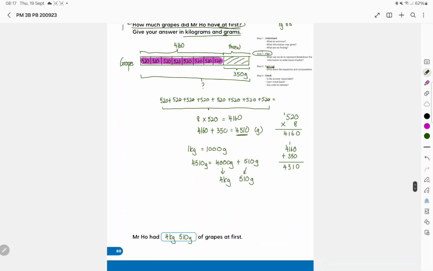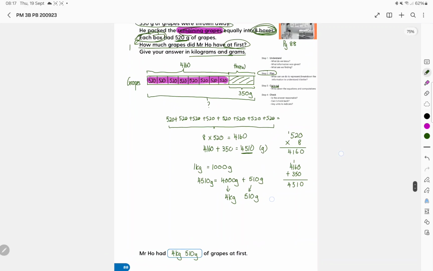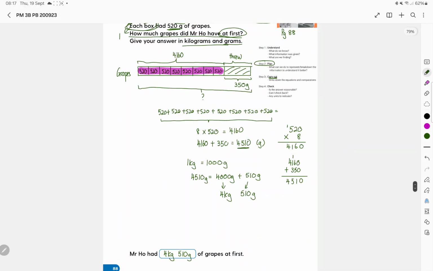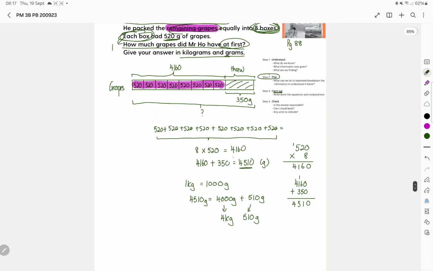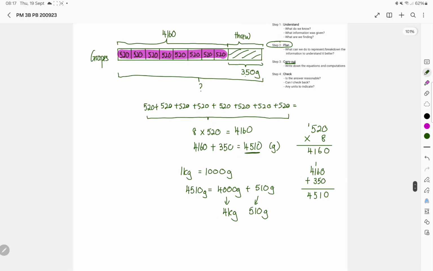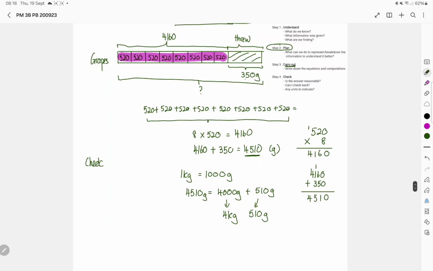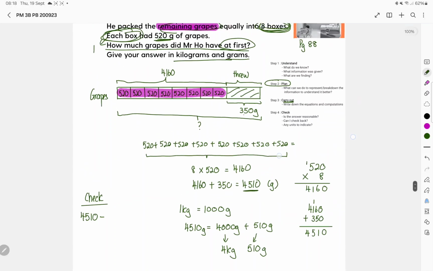Now we check whether the answer is reasonable. When we understand the question, every box has 520, I have 8 boxes and I have 350 left. I put everything together. That looks reasonable. Am I able to check back? Yes, I can. How I can check back is to take your answer, 4,510, and start to subtract based on the question.